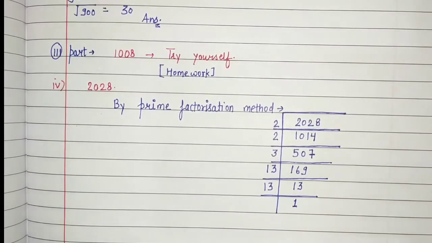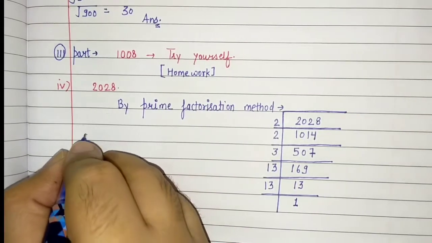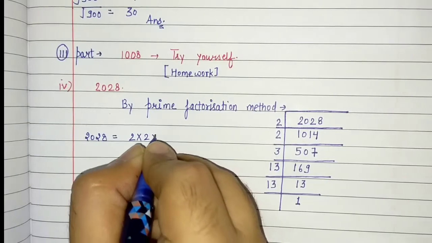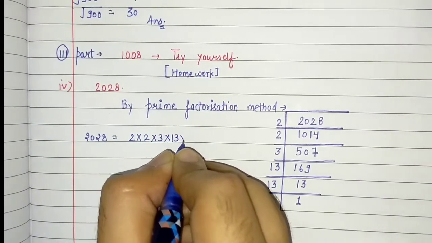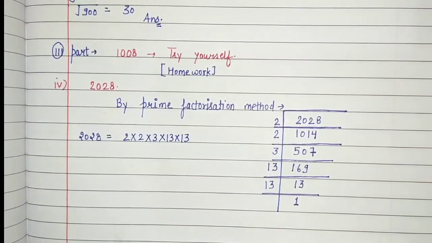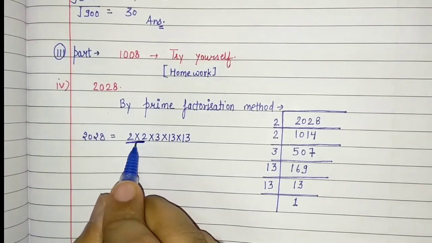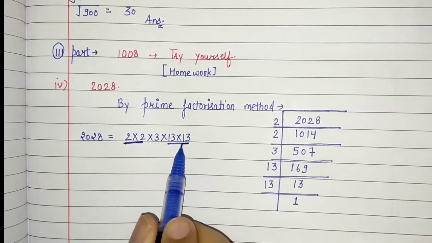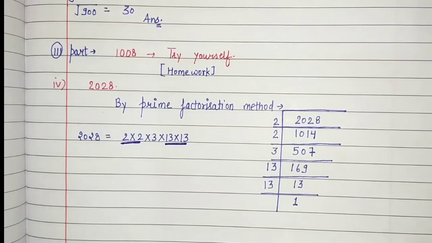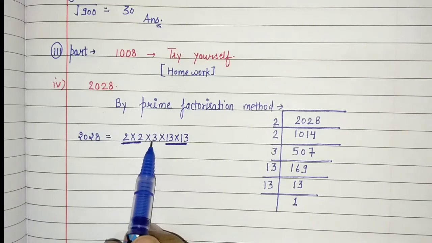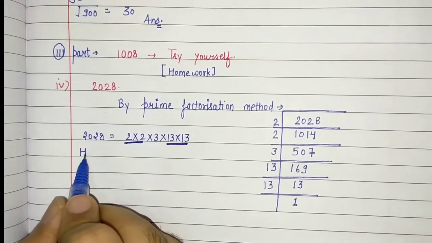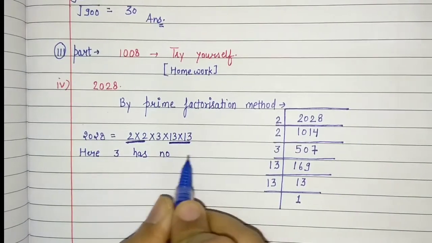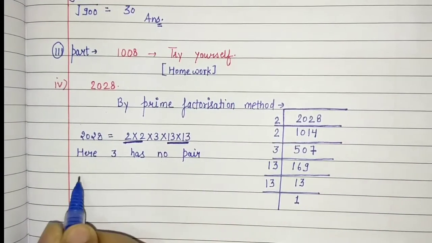Okay, so this is the prime factorization of this number. 2028 is equal to 2 into 2 into 3 into 13 into 13. If you check, 2 has the pair. Yes or no? 2 times 2, so 2 has the pair. 13 has the pair. But 3, only one 3 is here. 3 has no pair.